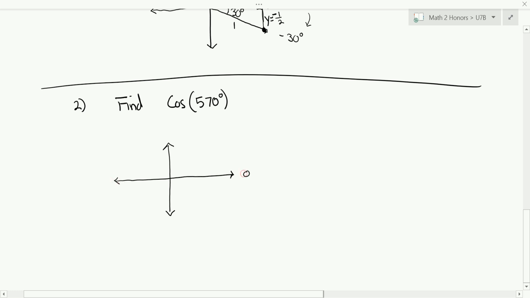So we know this is 0, but we also know we're going to be going around more than once, right? So instead of starting at 0, I'm going to start at 360 because it gets me closer to 570. And so then I'm moving counterclockwise because it's a positive angle. So I'm going to add 90 to 360 and get 450. And I'm going to add 90 again, and I get 540. And I'll add 90 again, I'll get 630. And so 570 is between 540 and 630.